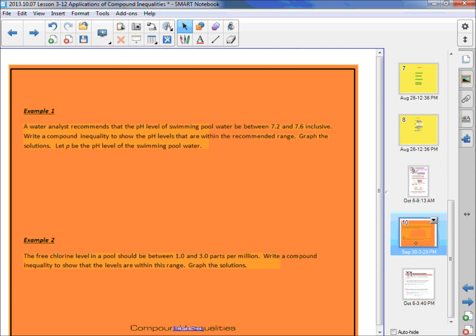What we're doing on those is we're looking for... we're doing compound inequalities today. So it's the very last page there in your packet.